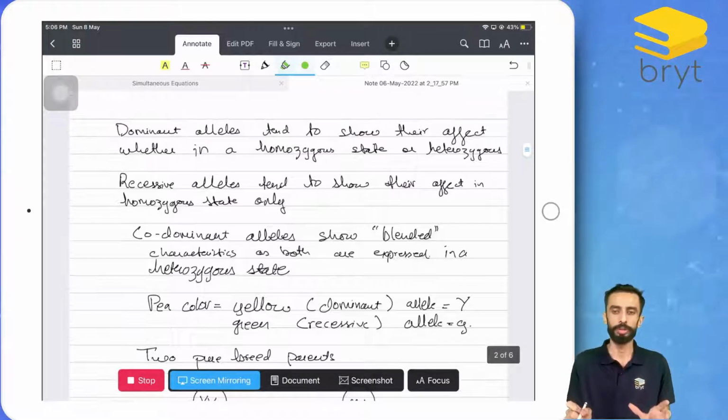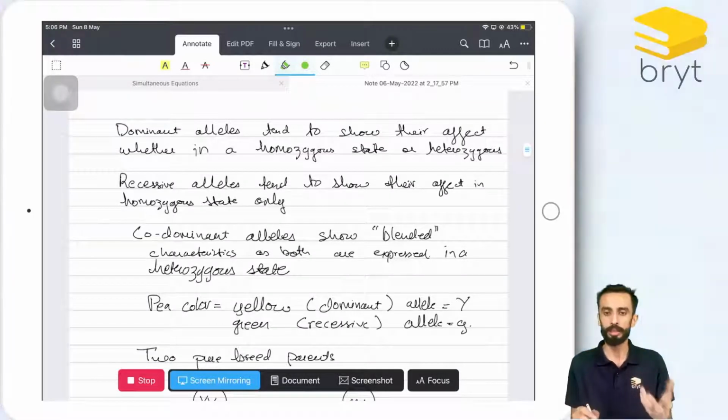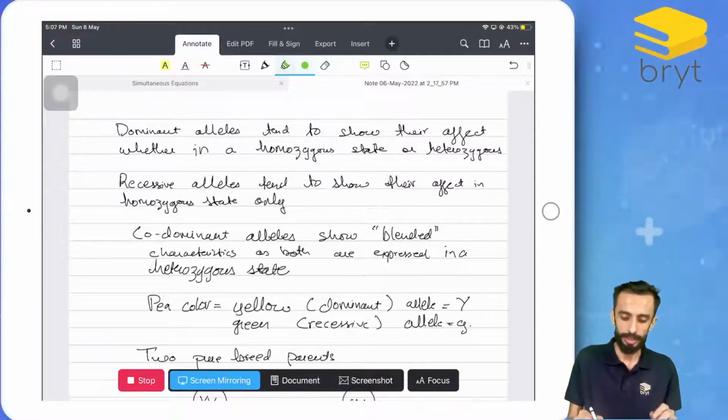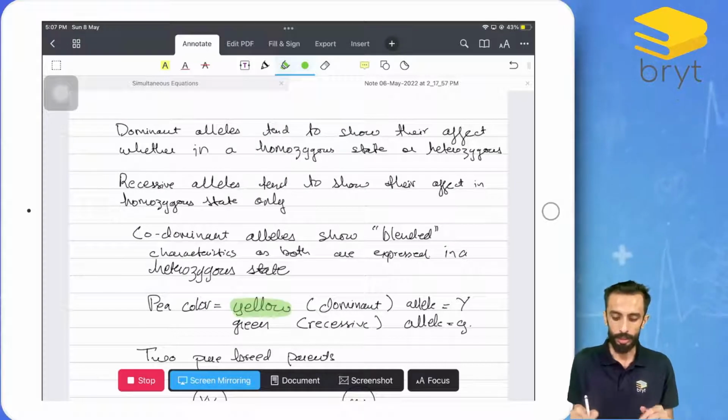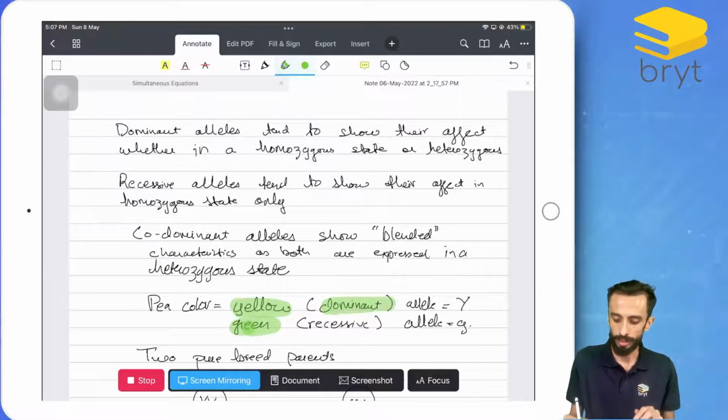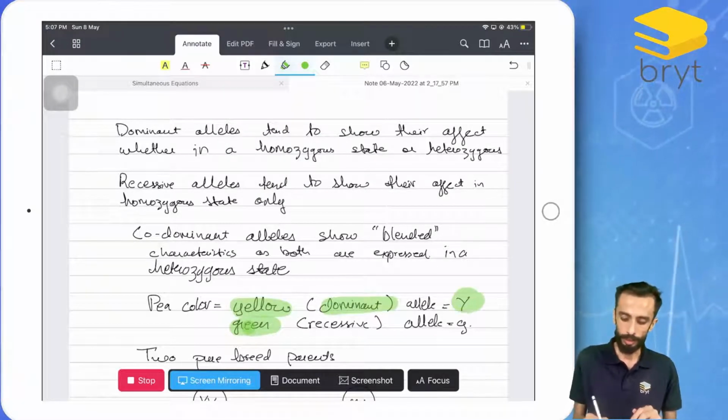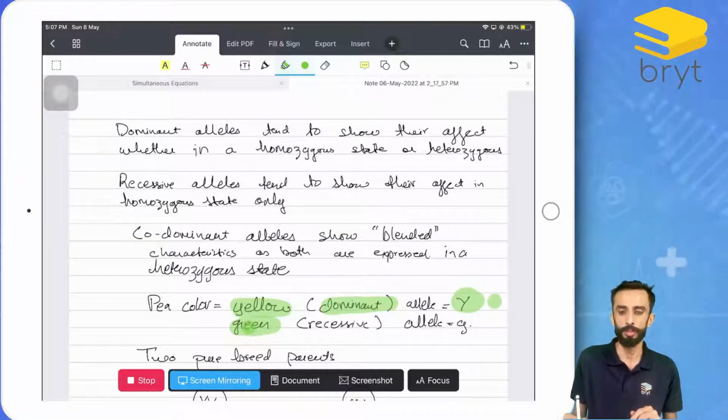So before we go on, let's start with our cross. What I'm going to show as a cross is of pea color. The pea that we see in vegetables comes in either yellow or green. The yellow color is dominant and is expressed by the allele capital Y, and the green color is recessive and expressed by the allele small y.